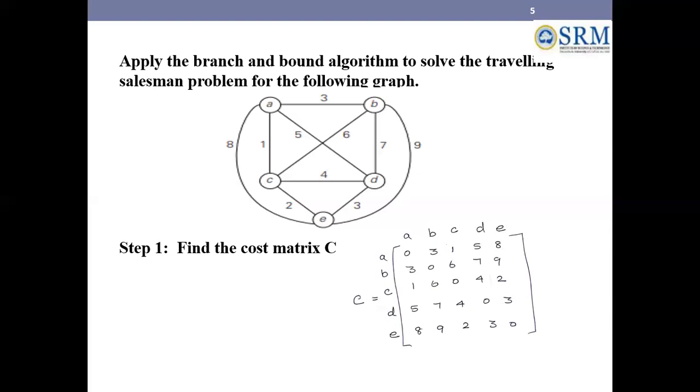So for example, for node A to A is 0. Self node always distance 0. A to B is 3. So fill the value A to B 3. Then A to C is 1. Fill A to C 1. Then A to D is 5. And A to E is 8. So like that we have to fill the cost matrix. This is the first step.